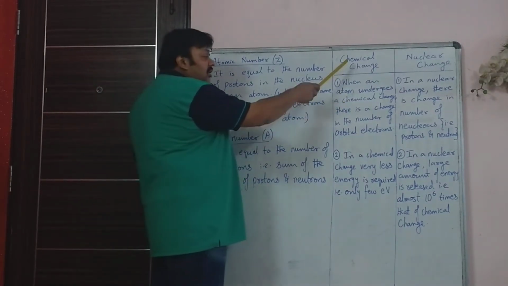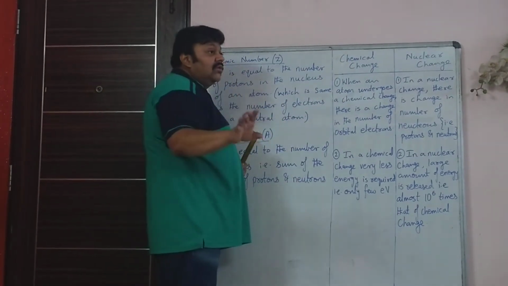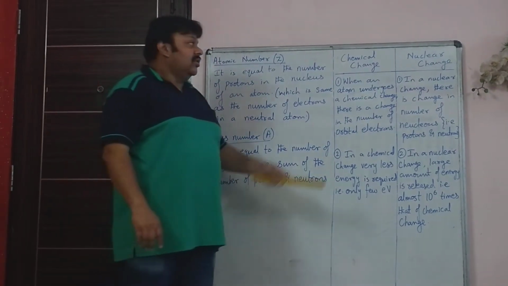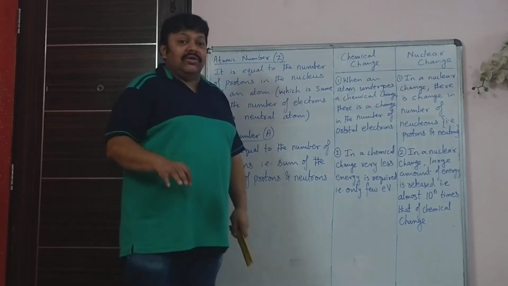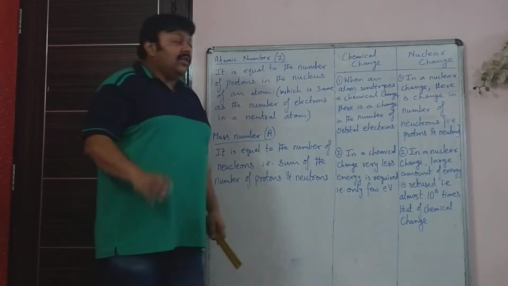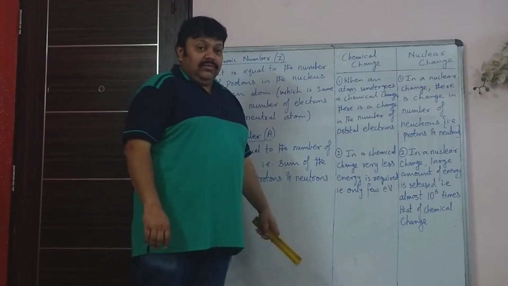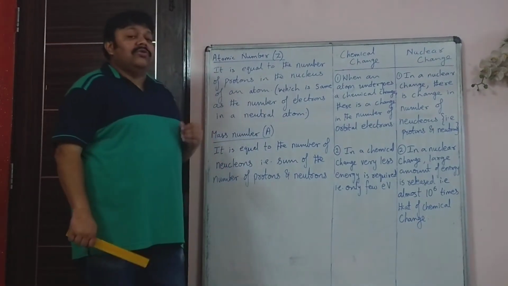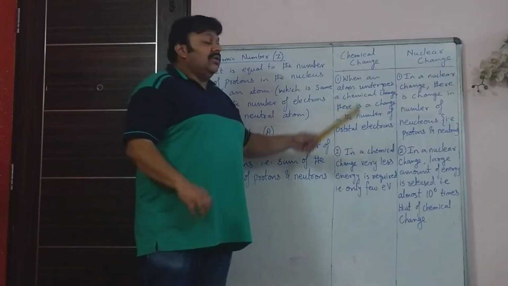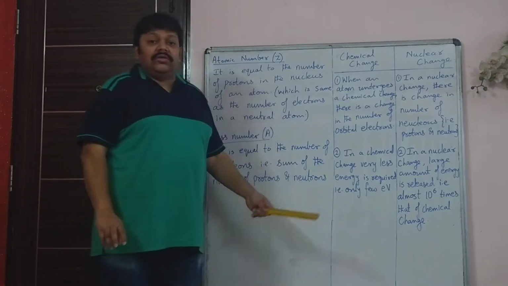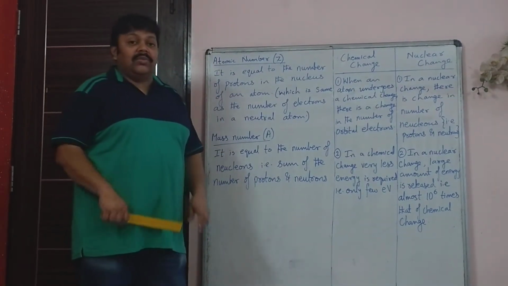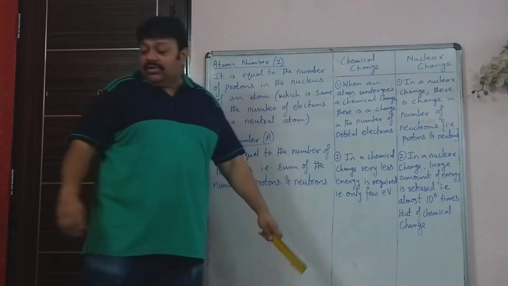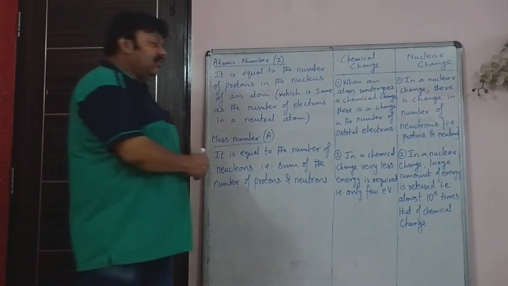In chemical change, there is nothing to do with the nucleus. Everything happens in the orbital electrons. Whereas in a nuclear change, it is entirely only the nucleus that is affected. That is, the number of protons and neutrons, there is some change in that. In a chemical change, very little energy is released or required for producing a chemical change, in the order of a few eV. Now this eV stands for electron volt.